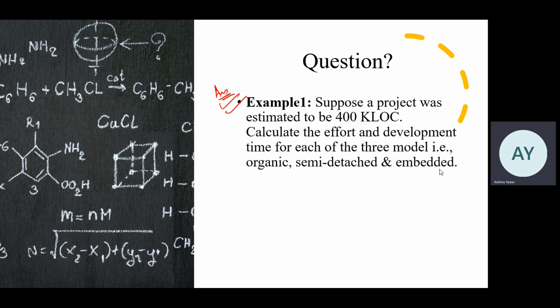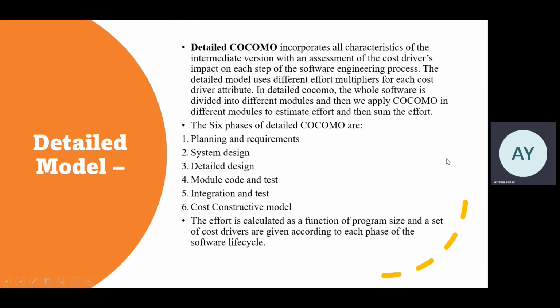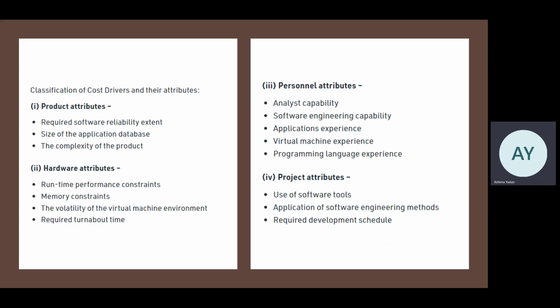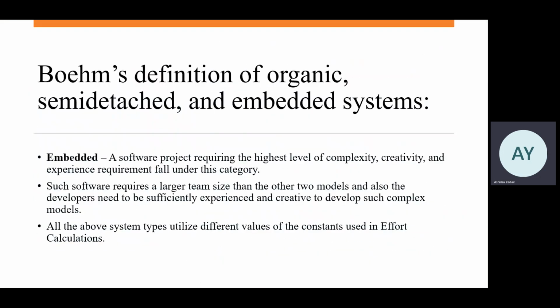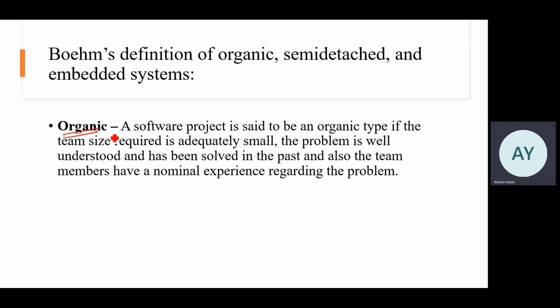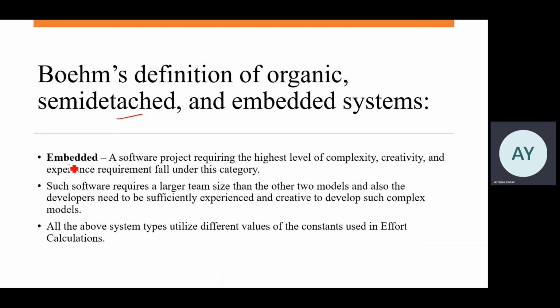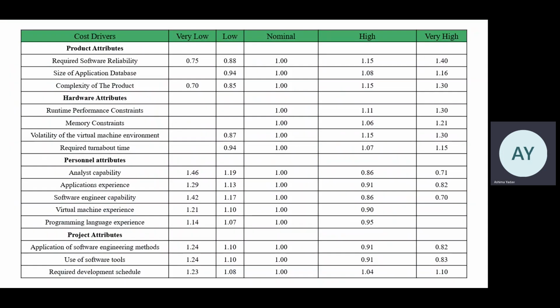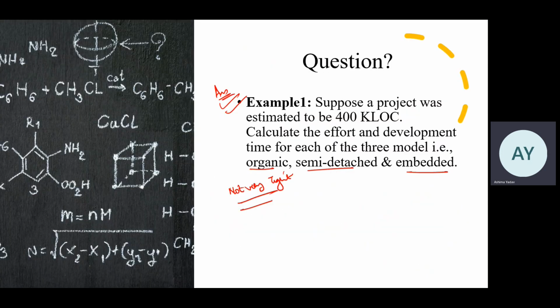But in the question, it says that the project schedule is not very tight. For that, you need to first see which model applies: organic, semi-detached, or embedded. As I've already discussed, we have the organic method, then semi-detached, then embedded. All three methods have already been discussed, and you have done your lab assignment 9 based on this particular question. So I'm assuming you are aware of all three methods here.